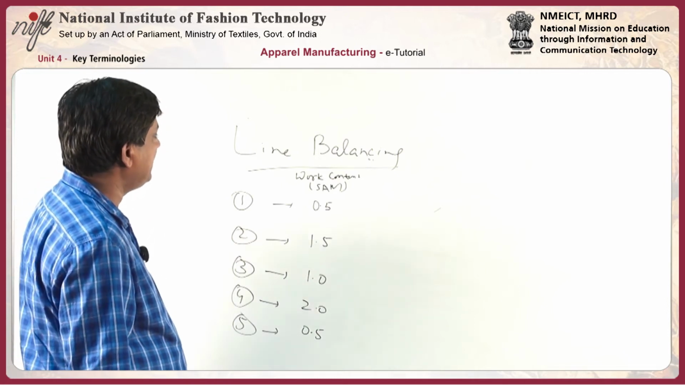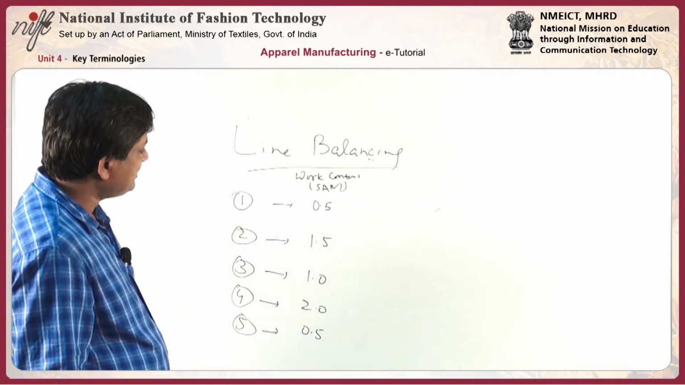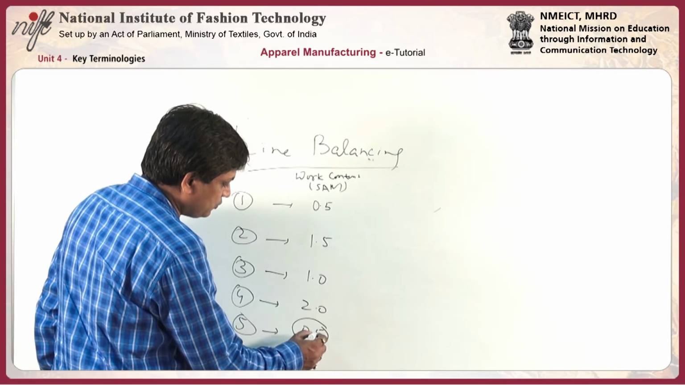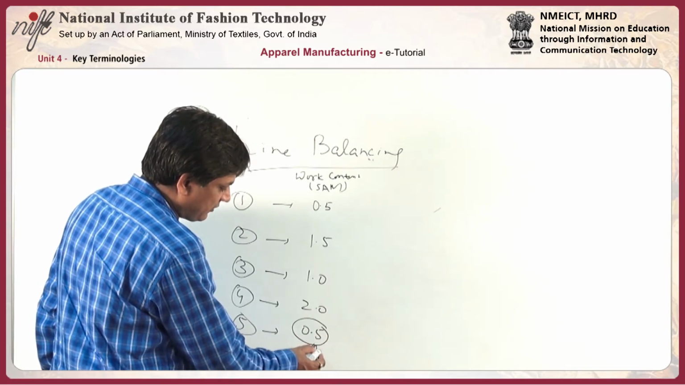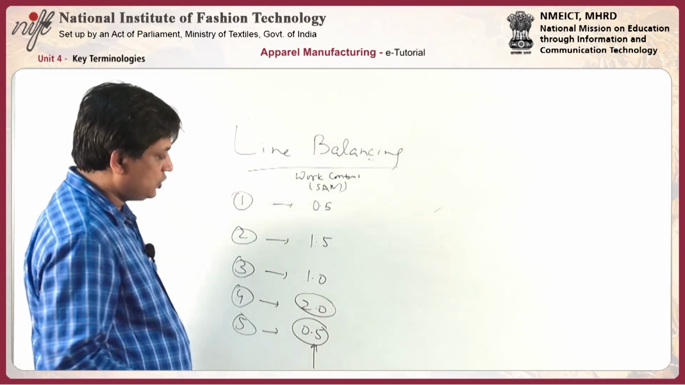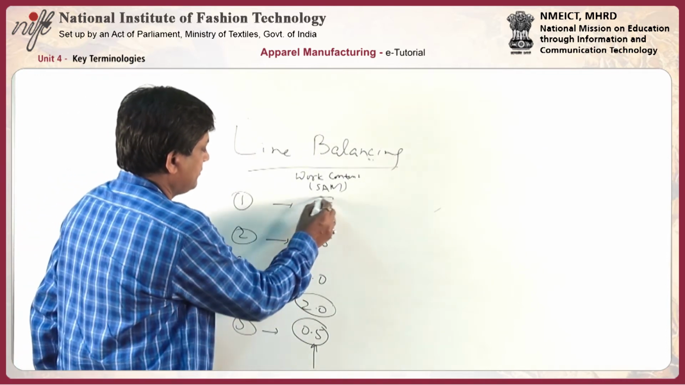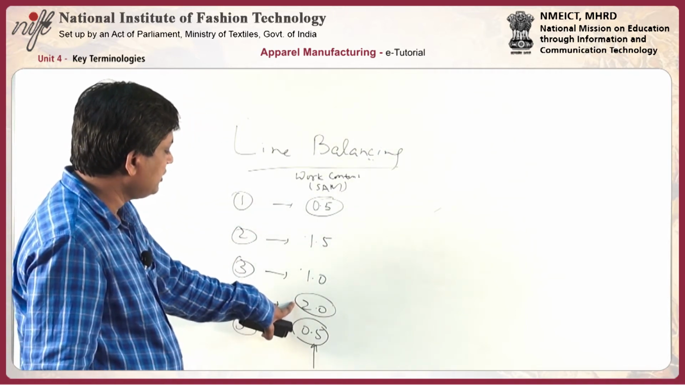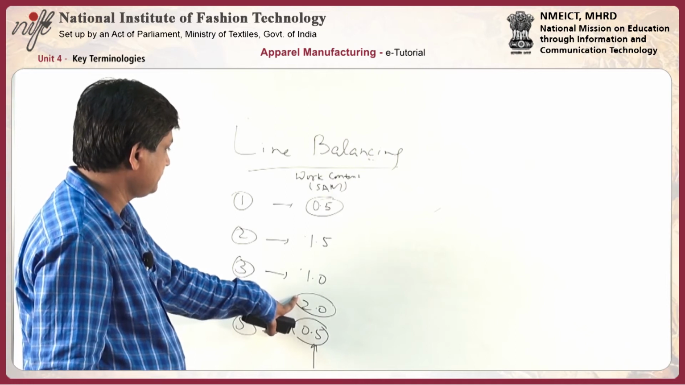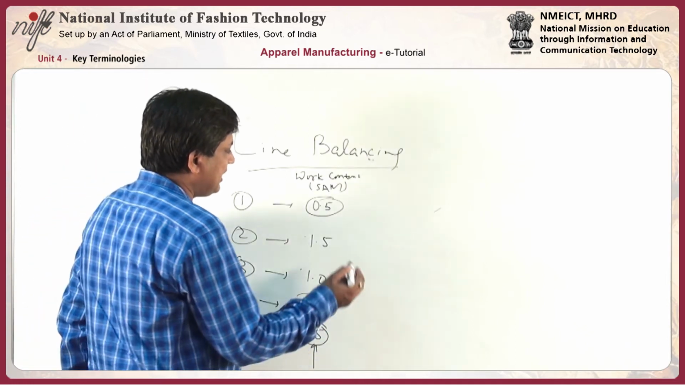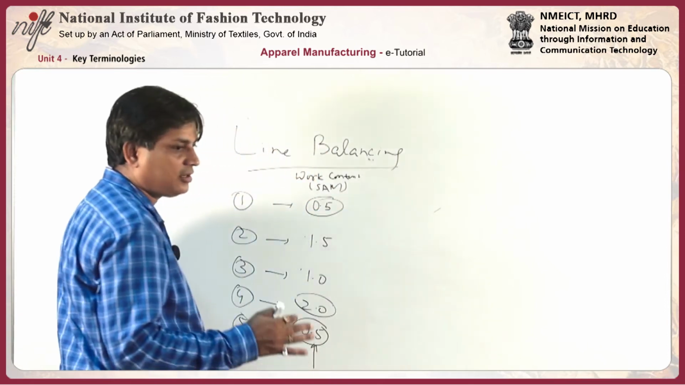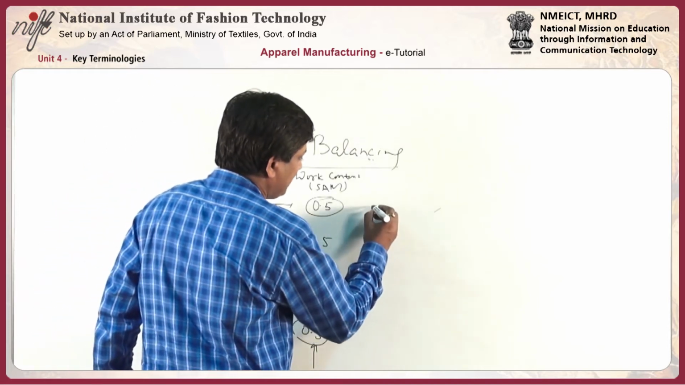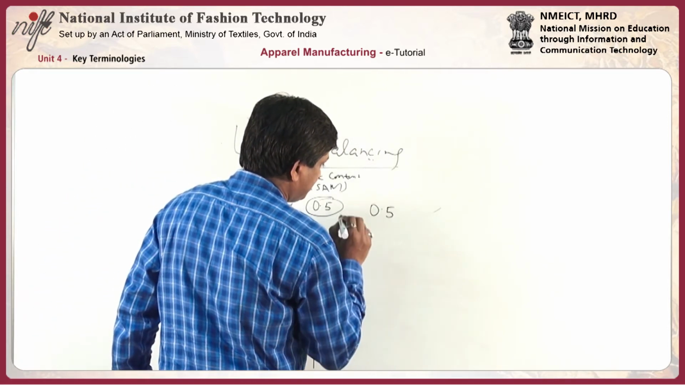Now we have to balance the line. We have two extreme SAMs: one is 0.5 and another is 2, and the other values are in between. 0.5 and 2 is almost 4 times. Suppose there is no constraint on the number of machines. We want to balance the line keeping 0.5 as my takt time.